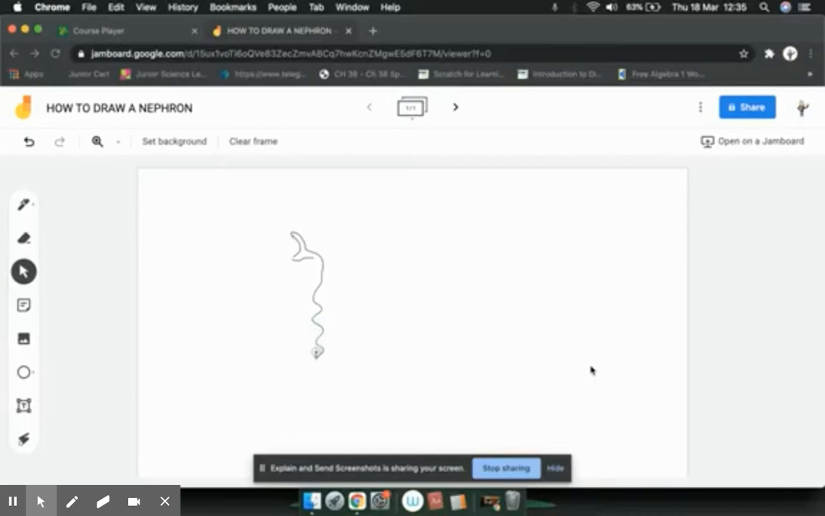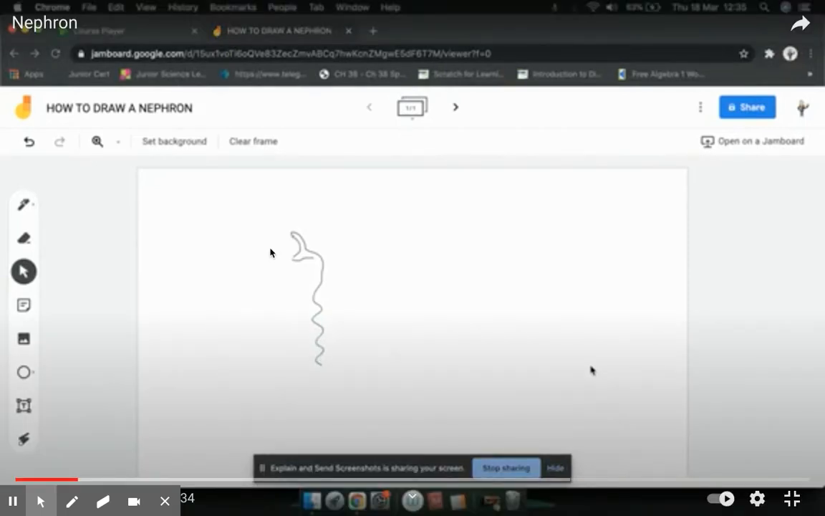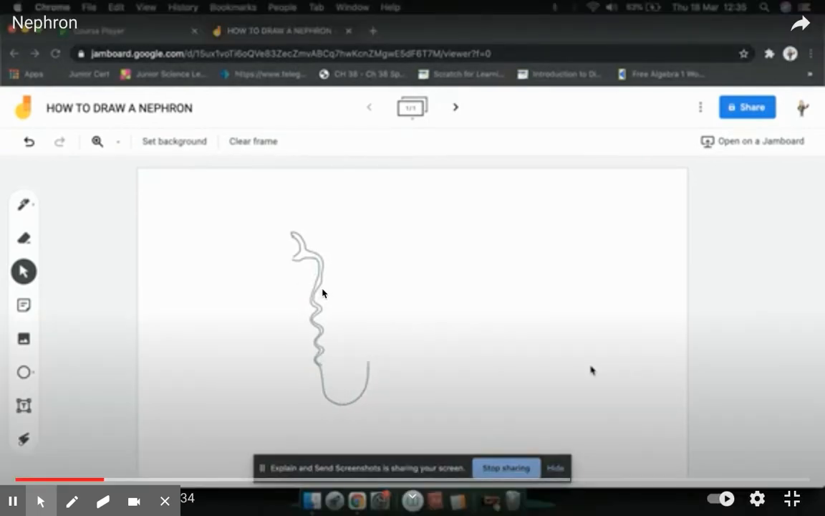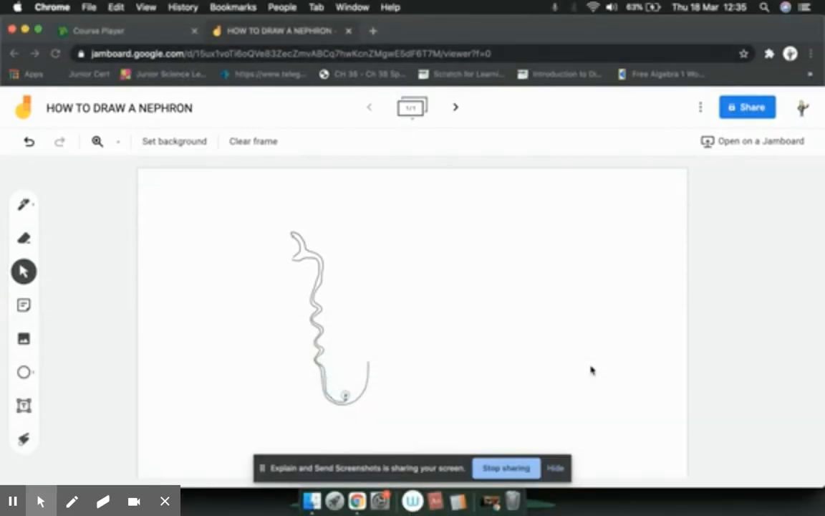So if I look at what we're drawing here in front of us, we have got the Bowman's capsule drawn first. Okay, so you can draw sort of a curve. And out of that then comes your tube, which is running down. Now this tube here is actually what we call the proximal convoluted tubule. Convoluted, I suppose, means complicated.